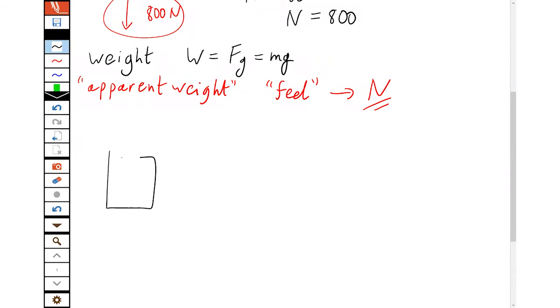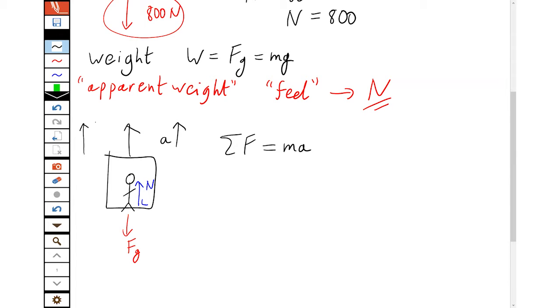If I'm standing in an elevator that's accelerating upwards, that means I'm accelerating upwards. So if I draw my free body diagram, I have my weight down, the force of gravity on me. I have the normal force up, perpendicular to the floor of the elevator. And the sum of all the forces is equal to the mass by the acceleration. And remember, in y, up is positive, down is negative. So I've plus the normal force up minus the weight down is equal to the mass by acceleration. So the normal force, my apparent weight, is my actual weight plus the mass times the acceleration of the elevator.